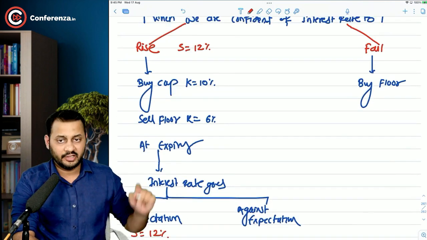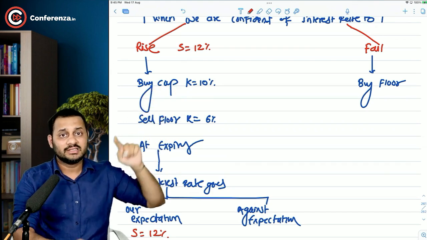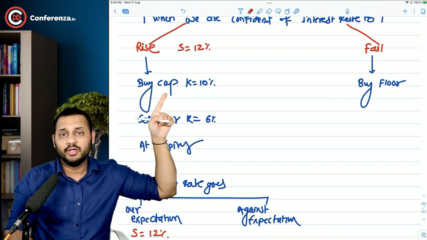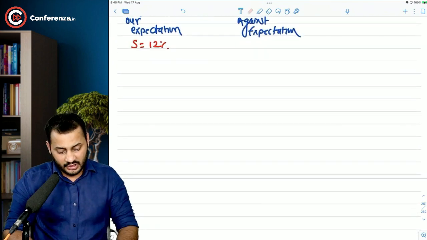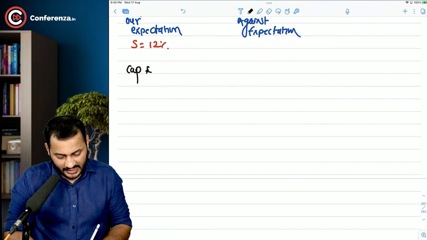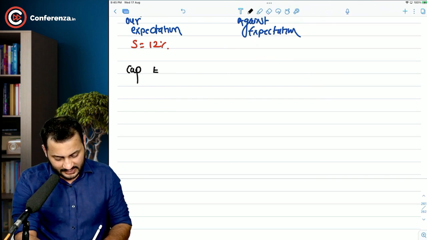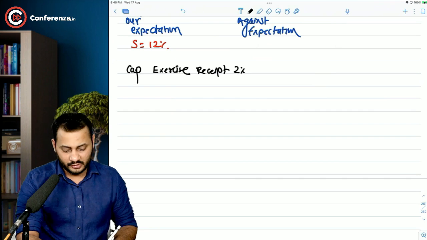And we have two different positions which need to be closed. We have bought a cap option where someone else promised us that the rate won't go beyond 10%, and it has gone beyond 10% to 12%. So you will exercise the cap option and there will be a receipt in the cap option of 2%.